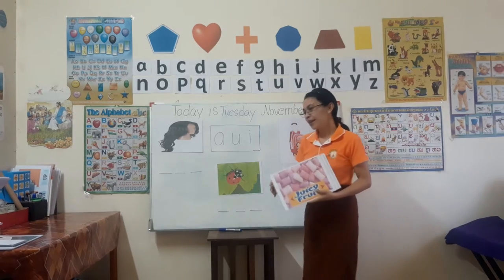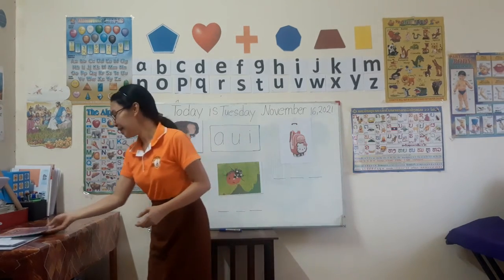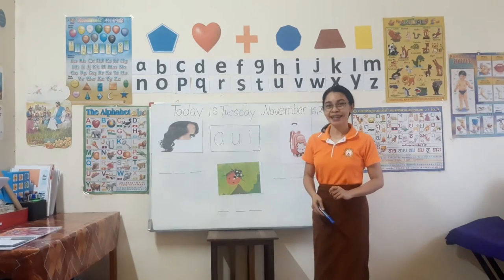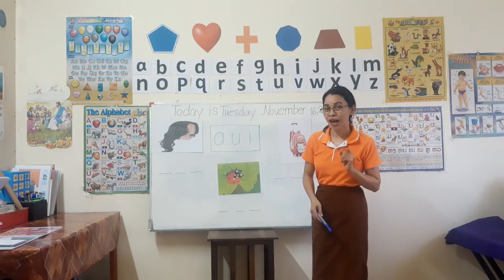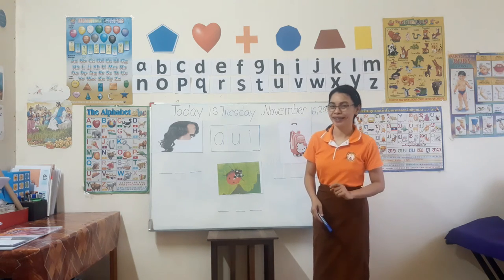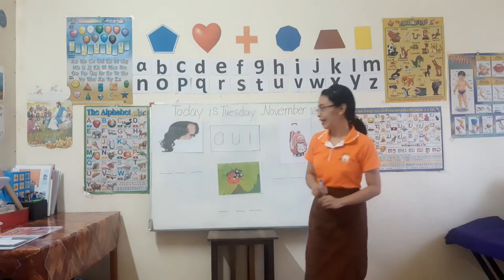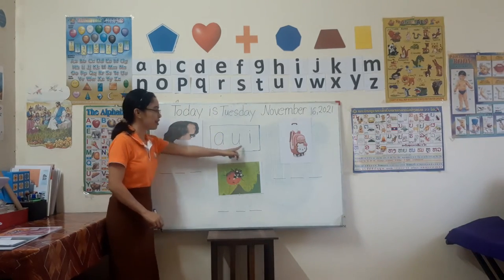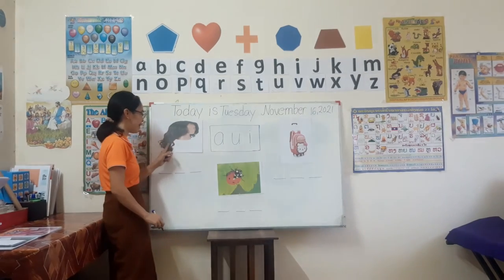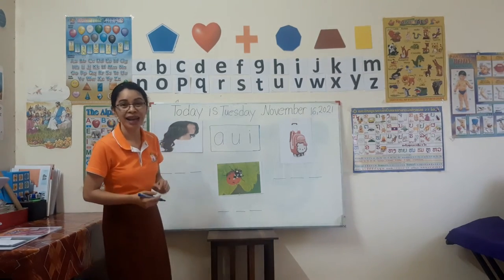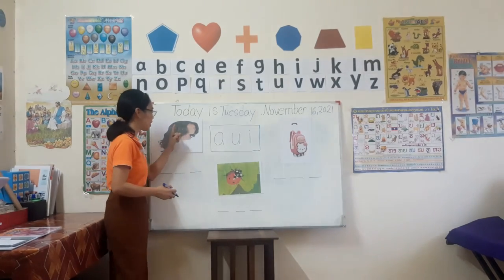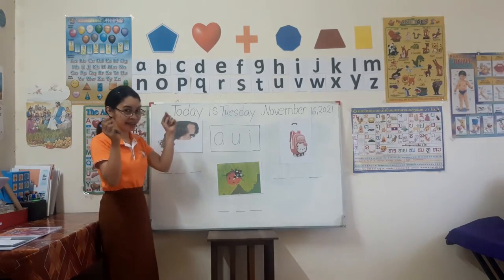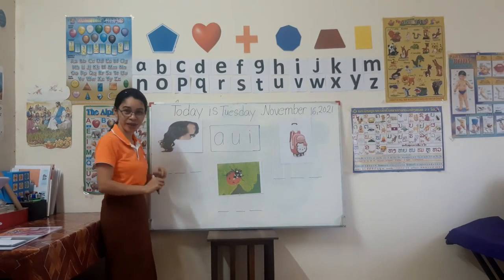Now, children, for our activity, I want you to write the word. I will say a sound, then write the word. Can you do that for me? Remember this sound. This is called wig. We always talk about wig. If you don't have hair, you can put on a wig.